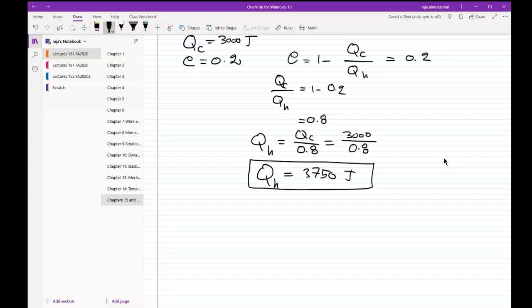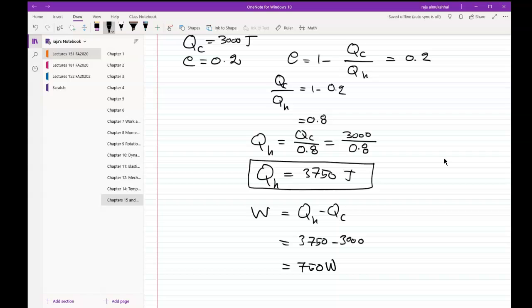Of course, it expelled 3,000. So the actual work is simply the difference between them, QH minus QC. That will be 3,750 minus 3,000, and that's basically the work, in joule.